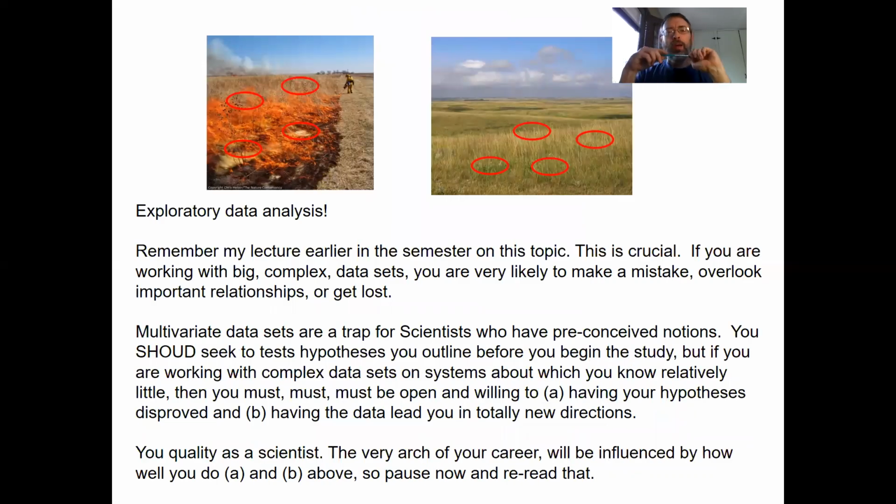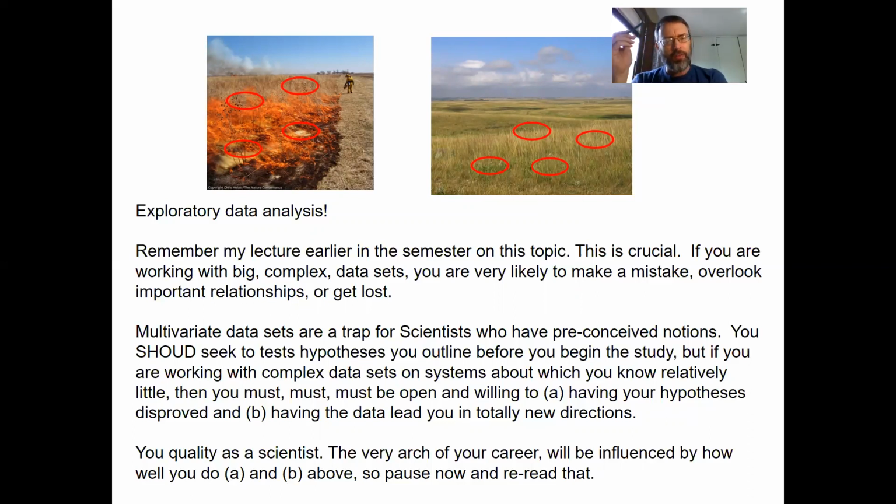So remember early in the class, I started off talking about exploratory data analysis, and it's been something I've been bringing to your attention over and over again. And it's crucial. If you're working with big complex data sets, you're very likely to make a mistake. You're very likely to overlook important things or get lost. Multivariate data sets are a trap for scientists who have preconceived notions. You shouldn't have a preconceived notion. You should test hypotheses that you outline beforehand.